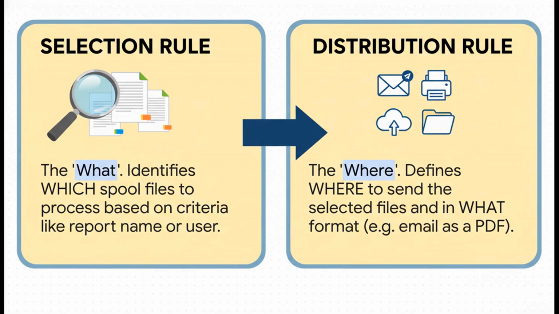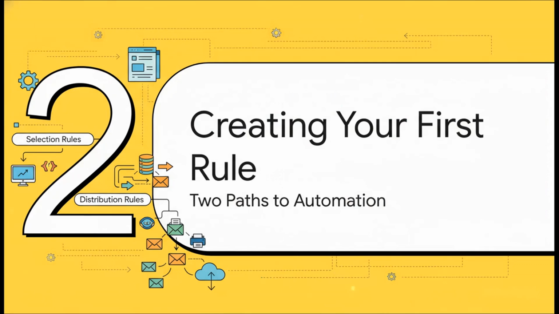And this all works with a really simple but powerful 1-2 punch. First, you have the selection rule. Think of it like a detective. It uses criteria you set, like a report name, to find the exact file you need. Then, the distribution rule takes that file and sends it exactly where it needs to go, in the format you want. It's the what, followed by the where. Simple as that.